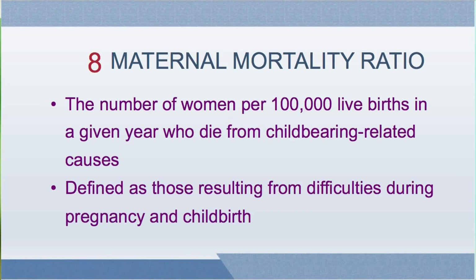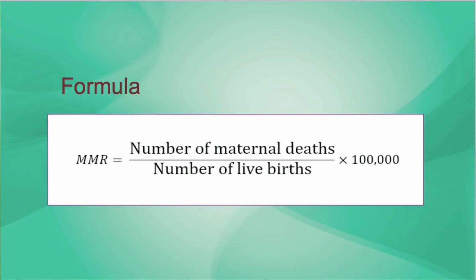The eighth indicator is the maternal mortality ratio. The maternal mortality ratio is the number of women per 100,000 live births in a given year who die from childbearing related causes. Maternal deaths are defined as those resulting from difficulties during pregnancy and childbirth. Mathematically, as you can see from the figure, it is the ratio of the number of maternal deaths to the number of live births in a year multiplied by 100,000. This is per 1 lakh live births.